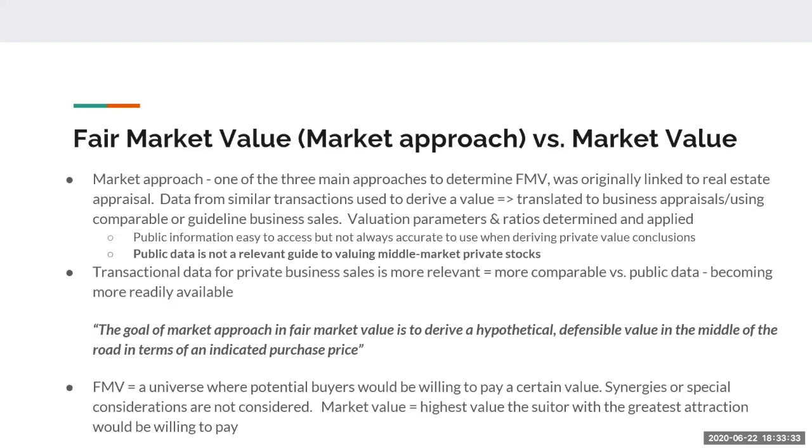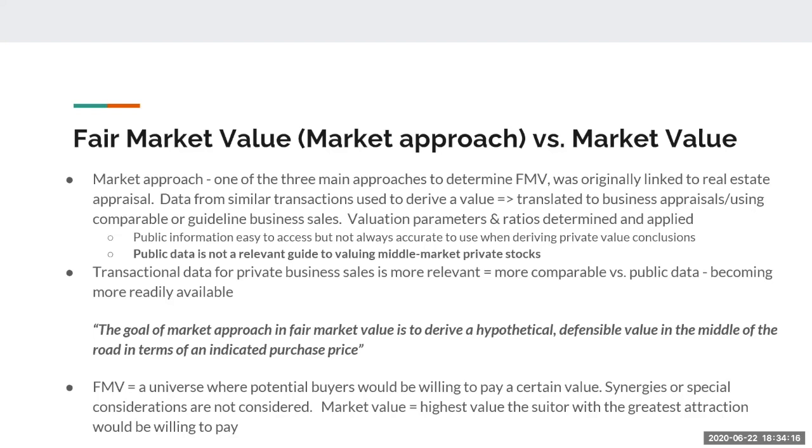I think this goes back to last week when we were talking about empirical data, but basically it's more comparable than public data, and it's also becoming more readily available, which is great. It provides more data and information to price things appropriately or fairly. So the goal of the market approach and fair market value is to derive a hypothetical value. It's basically saying that based on everything else that took place in the market, this is what you could probably expect. It doesn't mean this is what will actually end up happening at the end of the day, but it gives you a pretty good frame of reference and a ballpark figure of where it might end up.